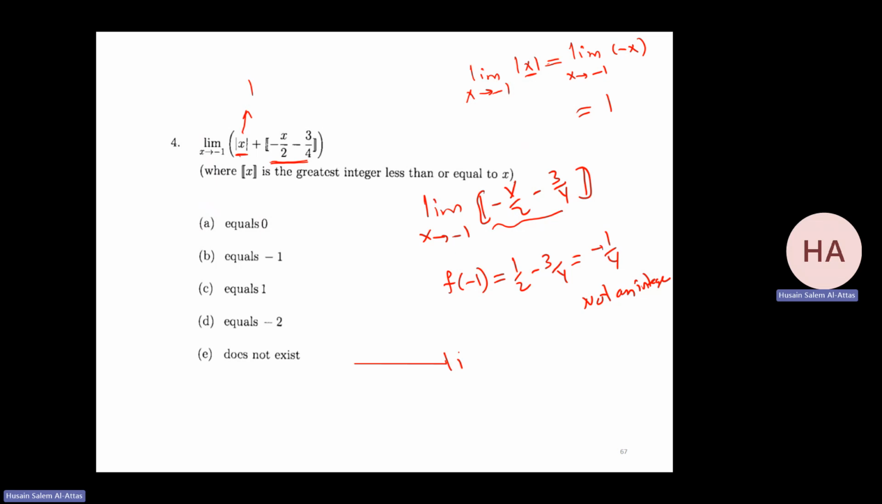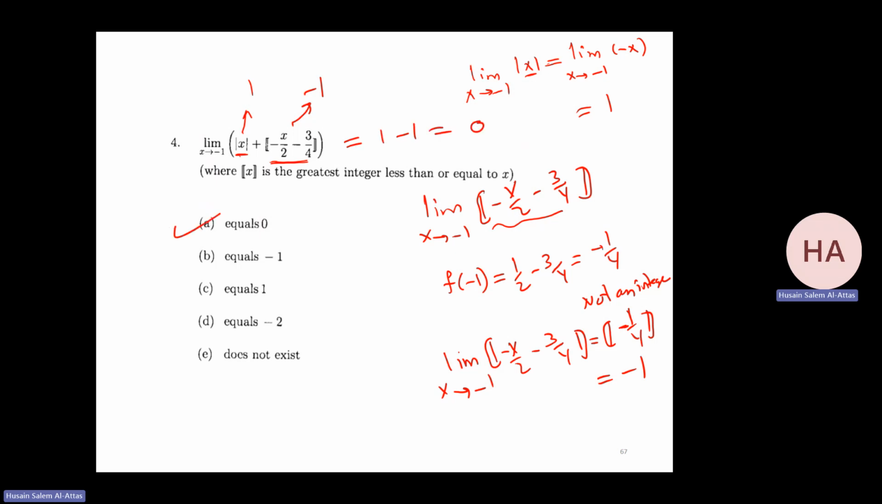So what will be the limit? As this goes to minus 1 of this one, it will be right away the greatest integer of minus 1 over 4. What's the greatest integer of minus 1 over 4? Minus 1. So this goes to minus 1. So what will be the total? 1 minus 1, which is 0. That will be 0.